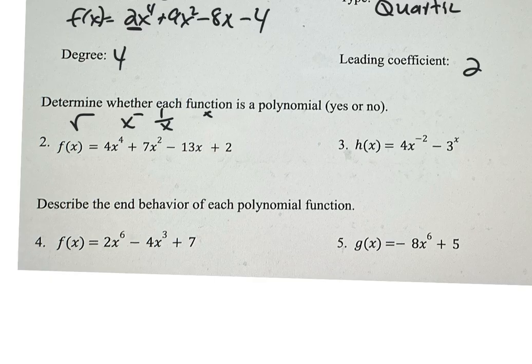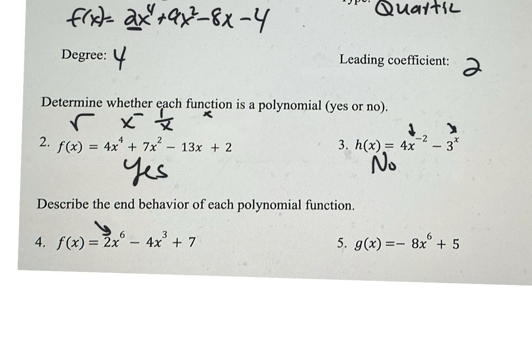Okay, so like the first one right here passes all the tests. It's a yes. The second one has two problems. It has a negative x and it has a negative exponent. It has an x in the exponent. That's a no. Number 4, describe the end behavior.